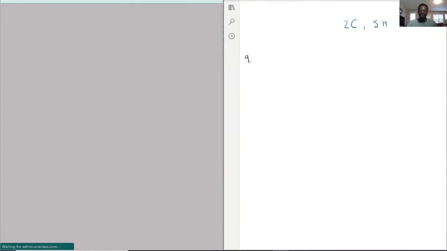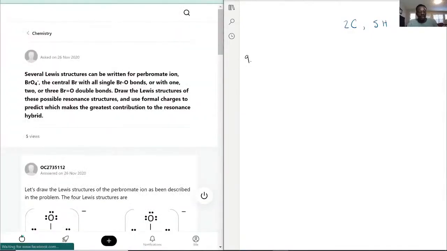9. Several Lewis structures can be written for the perbromate ion, BrO4 minus. The central Br with all single Br-O bonds, or with 1, 2, or 3 Br-O double bonds. Draw Lewis structures of these possible resonance structures and use formal charges to predict which makes the greatest contribution to the resonance hybrid. Okay.